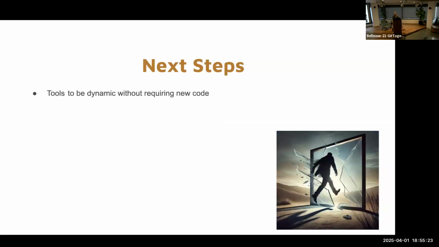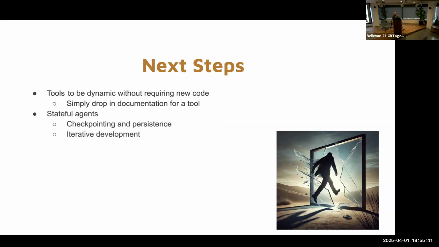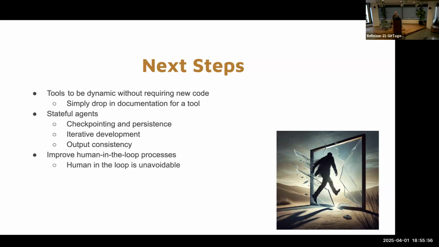All right, so the next steps for what I'm working on at Breba Apps, which is just me working there, is dynamic tools. We want to be able to simply drop documentation for a tool for the agent to be able to pick it up and use it. We want stateful agents so that we can do iterative development and get some output consistency. It also actually produces much faster results with the stateful agent. We also need to improve human in the loop, because it's unavoidable. The human is in the beginning and the human is at the end, verifying the results.